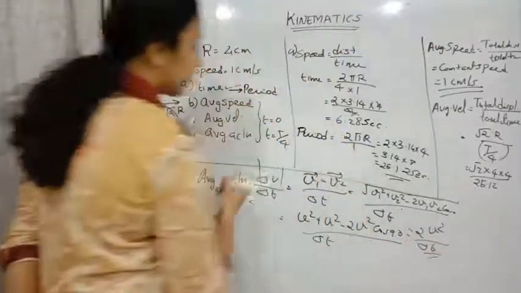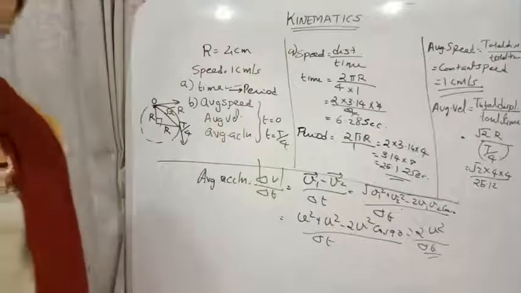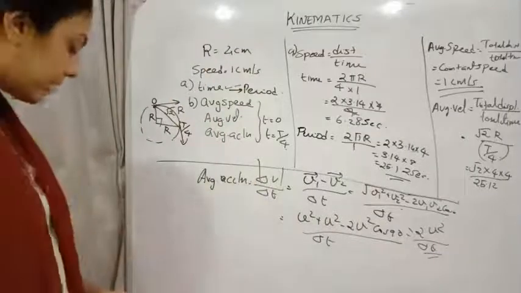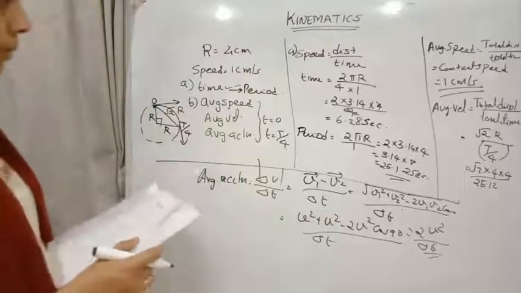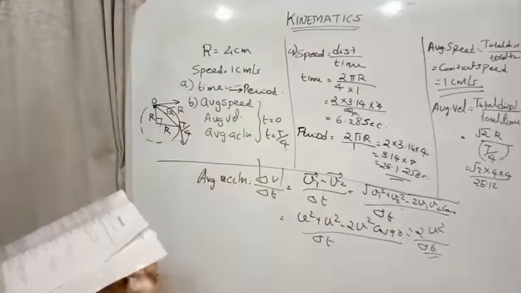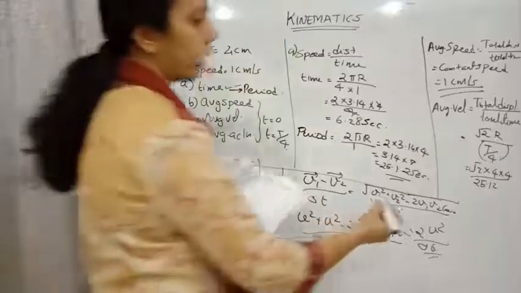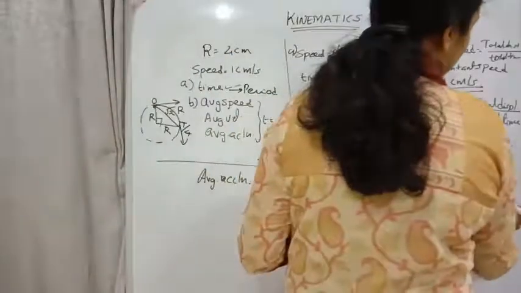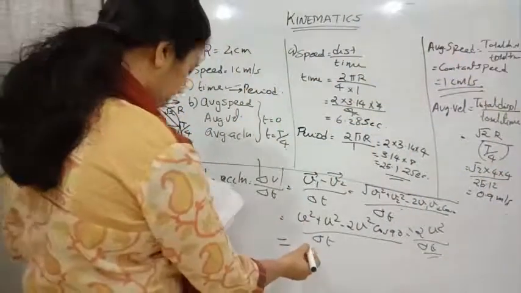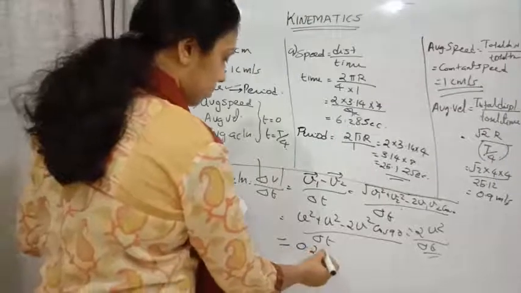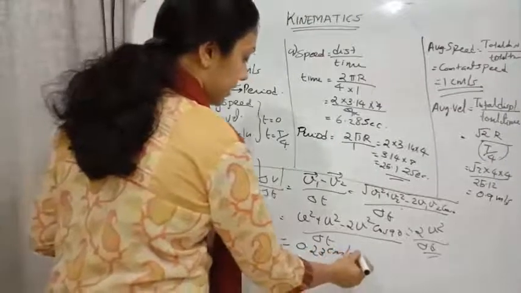What is the time interval? Capital T divided by 4. You can substitute and find out the answer. The final answer you will be getting: for average velocity you can find out 0.9 meter per second, and here you will be getting 0.23 centimeter per second square.